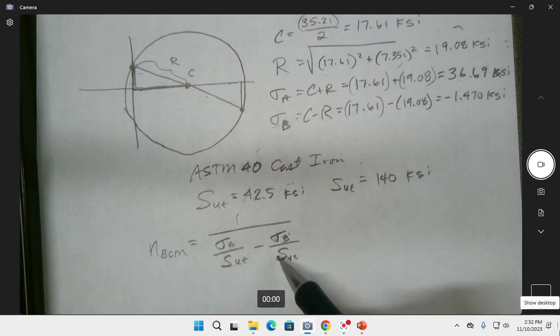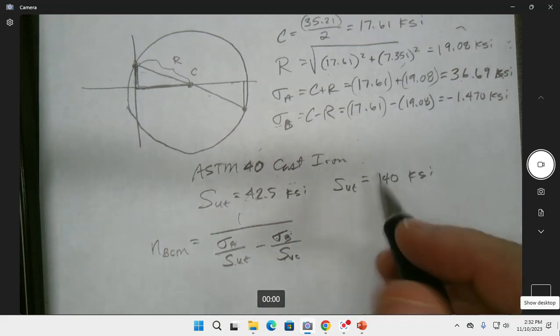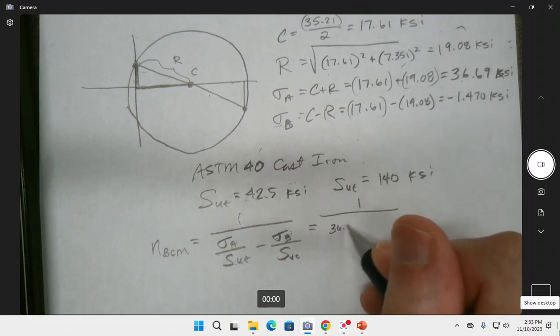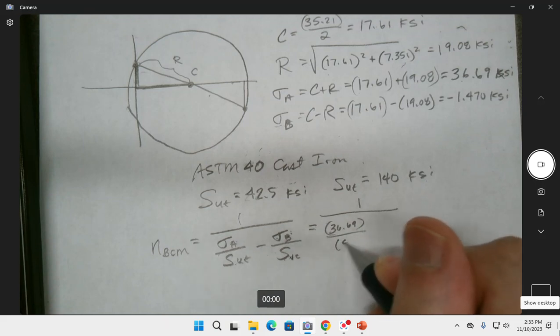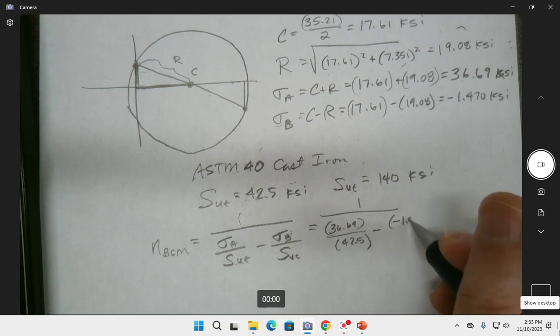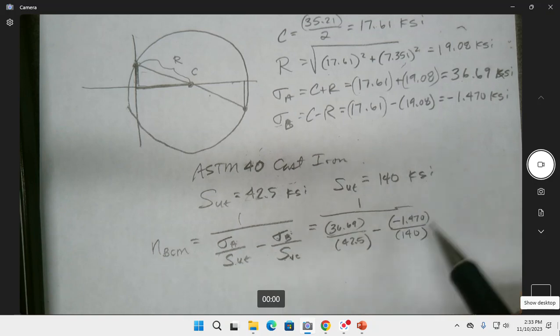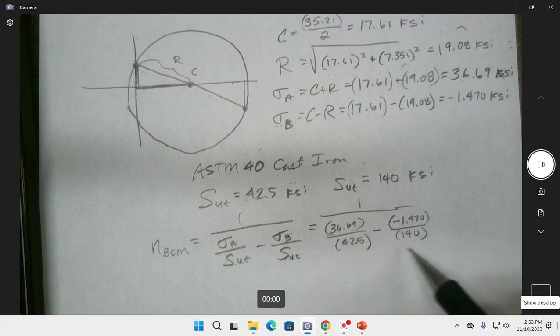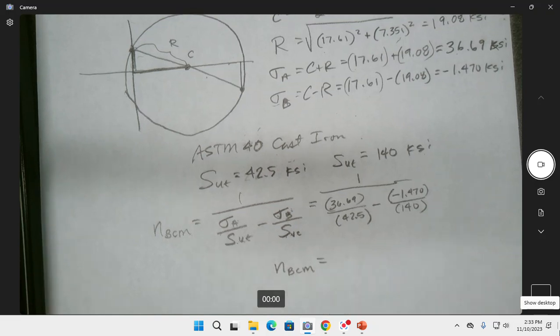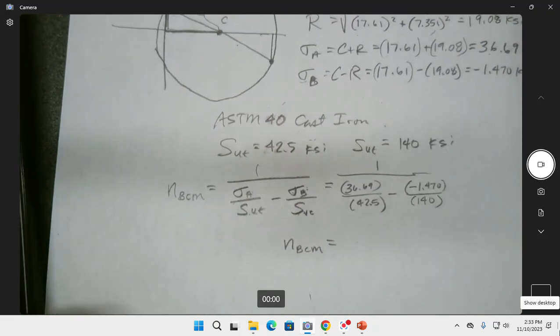You don't actually subtract these two things from each other, because this B right here is going to be a negative value. So you're just trying to emphasize that it's compression. So you have 1 over 36.69 divided by 42.5, plus 1.470 divided by 140. So you can kind of see this thing is not doing much right here. The compression really doesn't do a whole lot.